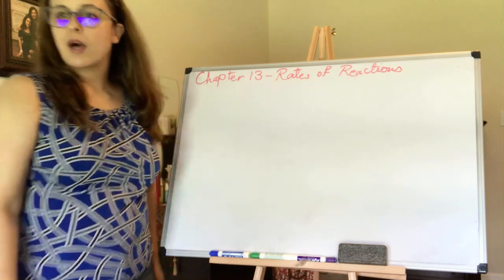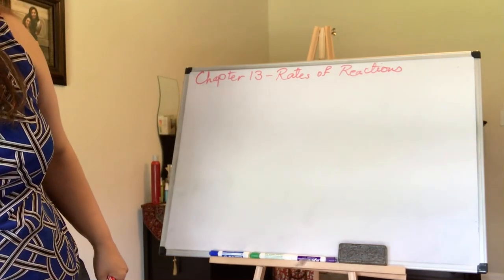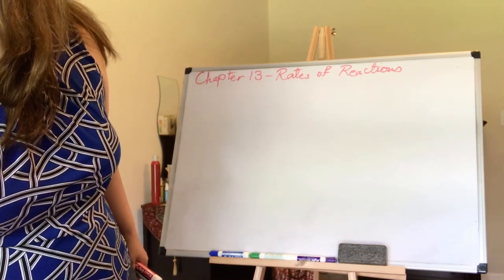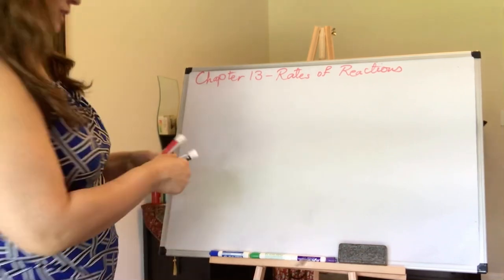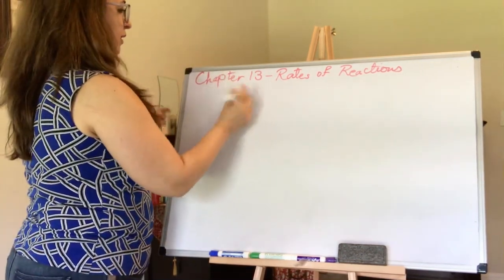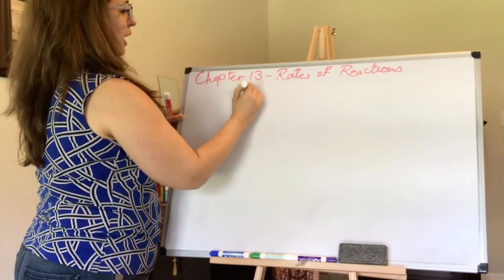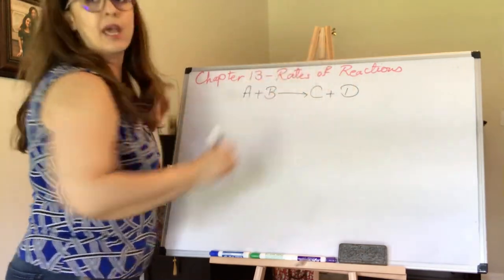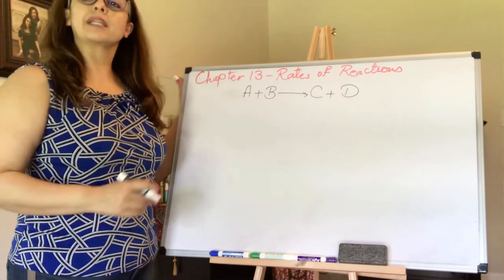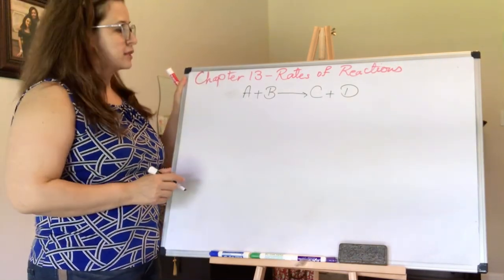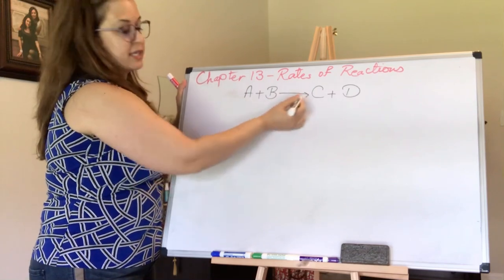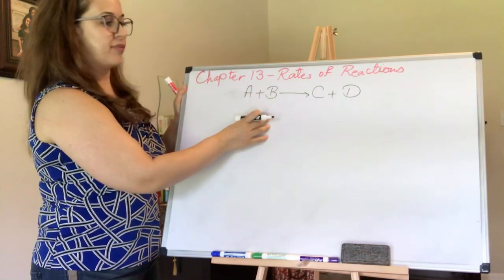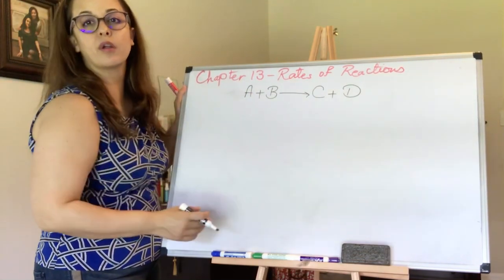So let's start with reaction rate. Let's say we have a reaction between A and B, which is going to produce C and D. A and B are your reactants and C and D are your products. So by preceding the reaction, what happens? You have a decrease in the concentration of reactants and increase in concentration of products, right?